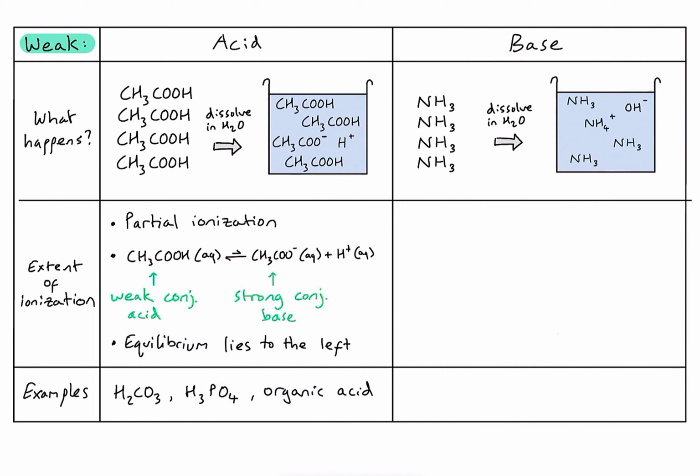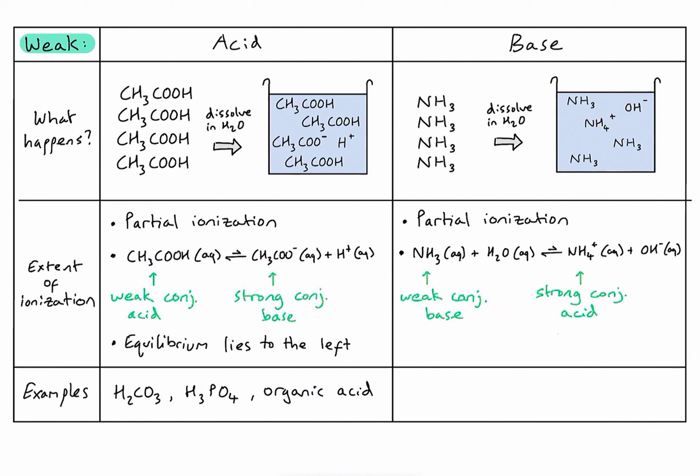And again, you'll notice here that actually only one of my ammonia molecules has reacted with water to form ions in solution. So yet again, with a weak base, we see partial ionization, meaning it ionizes only to a small extent. So, of course, again, we are expecting to see an equilibrium arrow in our chemical equation. And as we mentioned with the weak acid, if we're dealing with a weak base to start with, the conjugate acid that it forms, in this case the ammonium ion, must be quite strong.